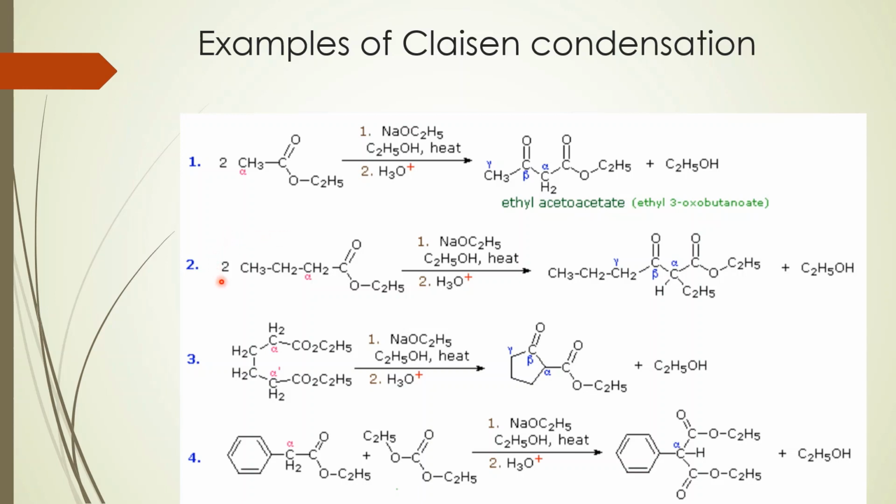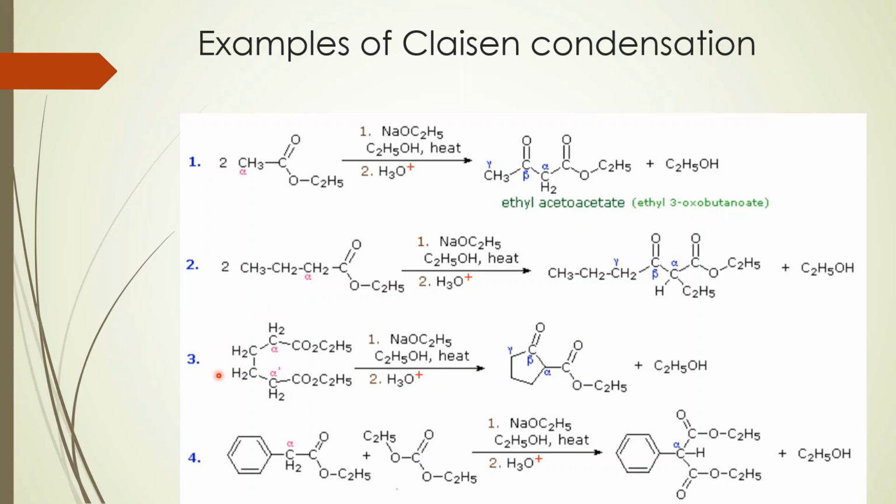Here in the second example, again we have taken the ester molecule and it will take up two molecules of ester. Sodium ethoxide is a base here, and we will get the beta ketoester as a product.